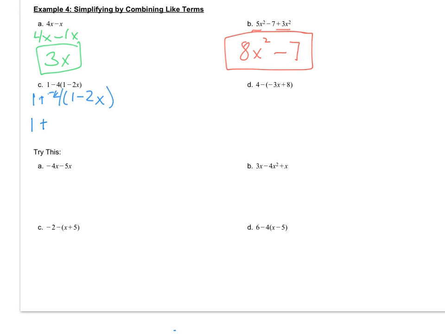Negative 4 times 1 is negative 4, and negative 4 times negative 2x is a positive 8x. Now what we can do is look to combine any like terms. We have a positive 1 and a negative 4. They're both constants, so we can combine those together to get negative 3. And then we still have our plus 8x.